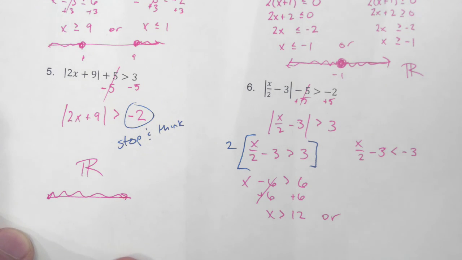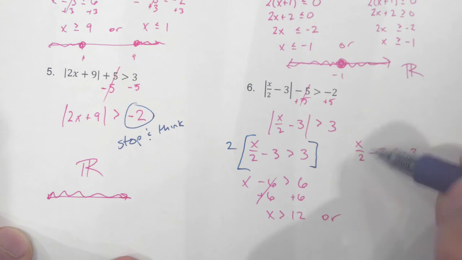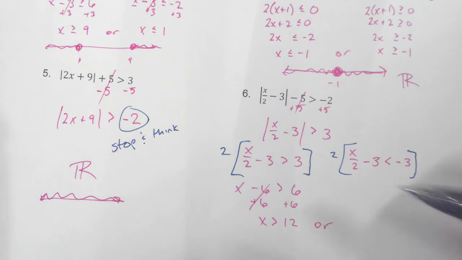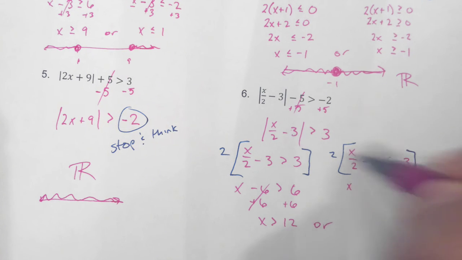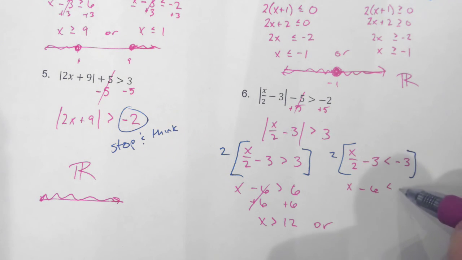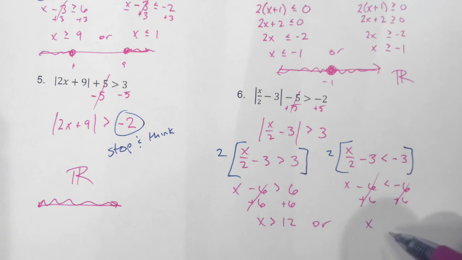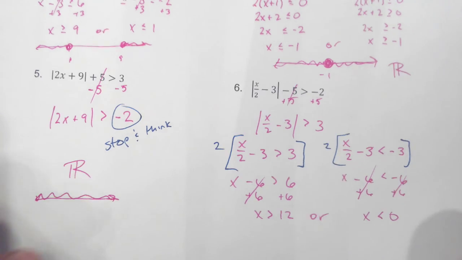Or, let's see what this one gives us. Again, a fraction, so multiply by the denominator, the common denominator of 2. The 2's would cancel there, leaving me with x. 2 times 3 is 6, and 2 times negative 3 is negative 6. Add 6. They both cancel, so I get x is less than 0.